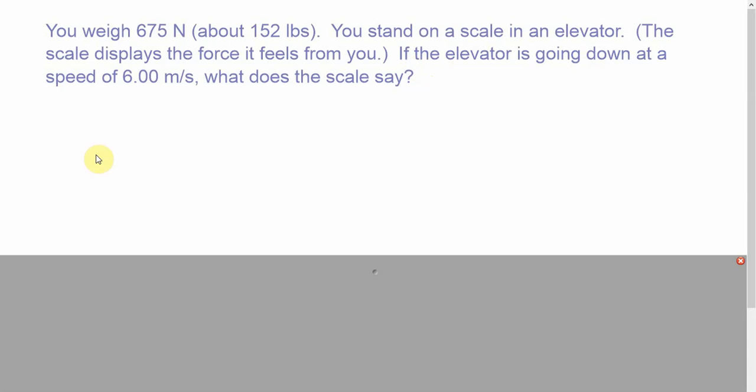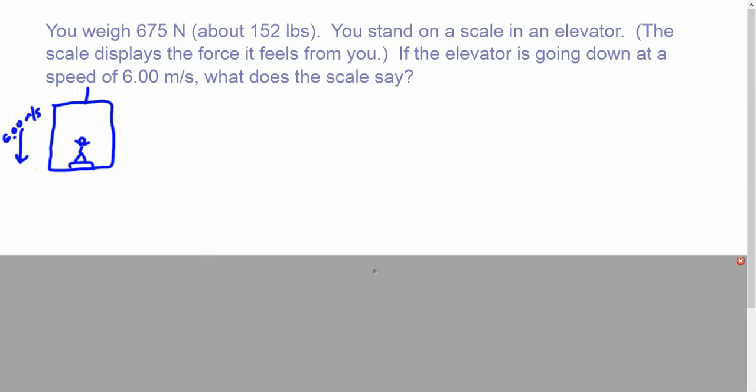Now, if the elevator is going down at a speed of 6 meters per second, what does the scale say? If you were not in an elevator at all and you stepped on this scale, it would tell you that you weigh 675 newtons, or 152 pounds. But now we're in an elevator that's going down at a speed of 6 meters per second. So an elevator is like a big box, and here's the scale, and you're standing on the scale. And this thing is going down 6 meters per second.